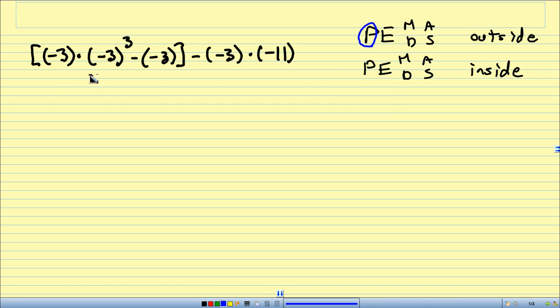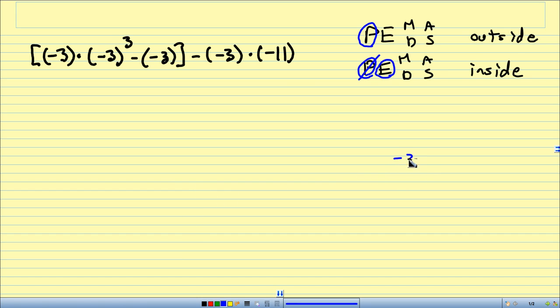And I'm going to look. Are there any parentheses inside the bracket that I can simplify? Negative 3, negative 3, negative 3. I can't simplify anything inside the parentheses here. So I'm done. Are there any exponents I can do? Wow, there sure is right here. So I'm going to simplify that.